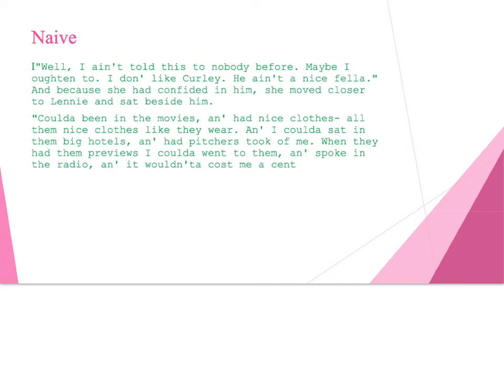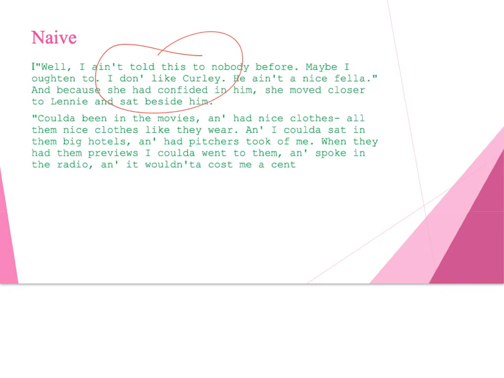"Maybe I oughtn't to. I don't like Curly," and it's so important that what are the key indicators behind her sadness? She says explicitly she knows this about herself. It's not as if she has no self-awareness. She knows that she's really lonely. She knows that she doesn't like her husband. She says these things explicitly, and yet there's nothing that she can do about them. "He ain't a nice fella," and because she confided in him, she moved closer to Lenny and sat beside him. "Could have been in the movies and had nice clothes."